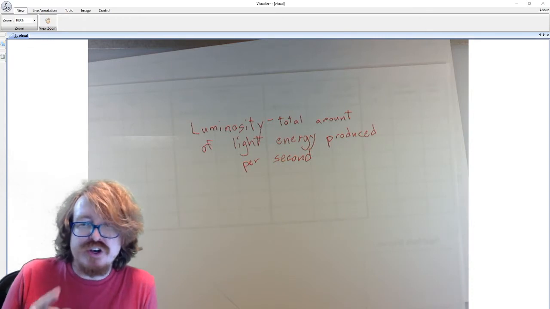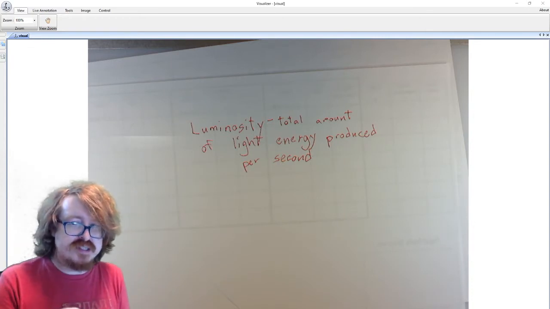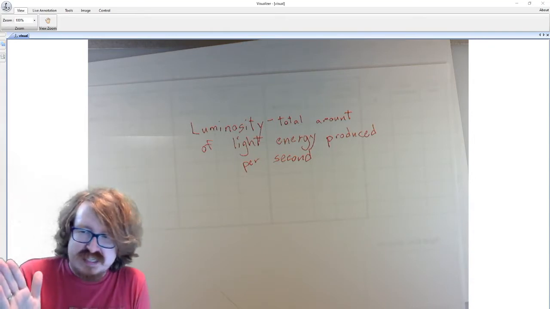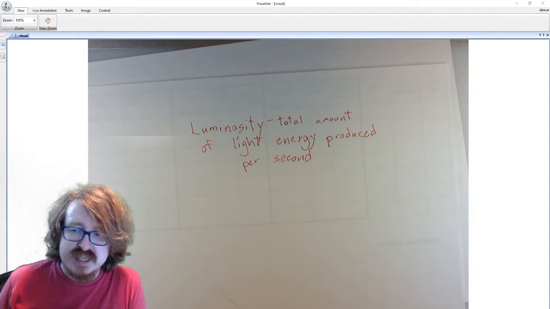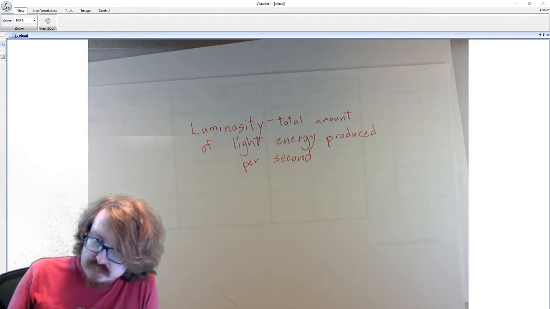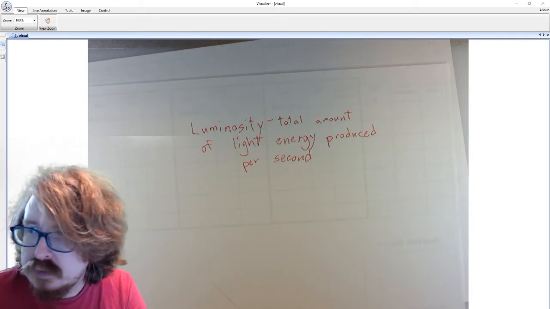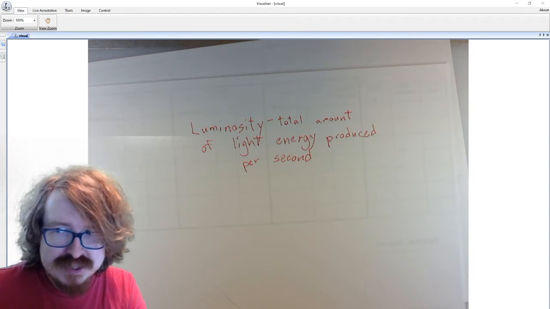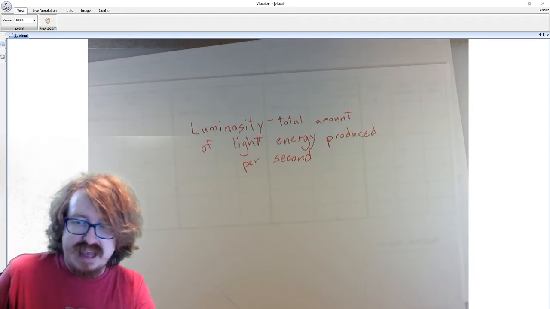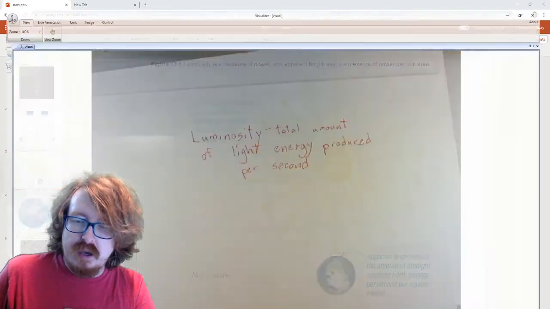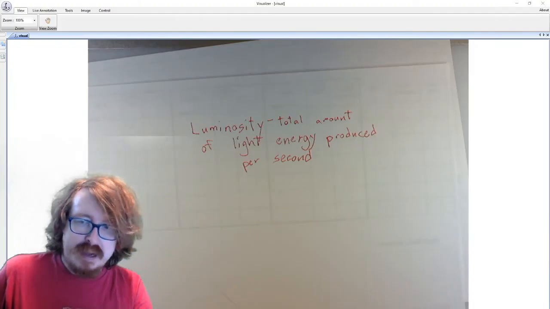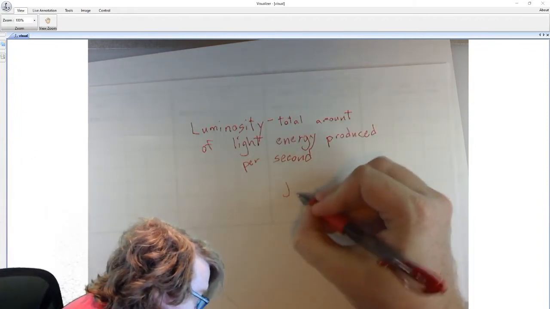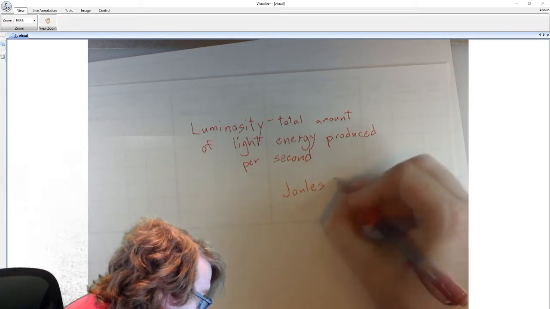Does anybody happen to know what the unit for energy is in most science? You haven't heard this in this class, but you may have heard it in some other science class. Starts with a J. It's joules. Joules is the unit of energy. Let me write that up on my page. So luminosity is measured in joules per second.